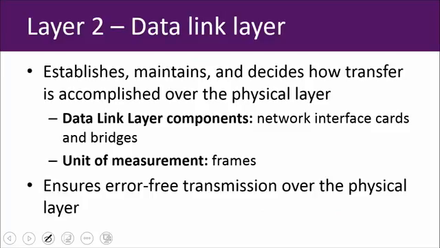All right. So now going back to talking about bits, as bits move up the stack from layer 1 to layer 2, they're going to become frames. The data link layer is going to establish, maintain, and decide how transfer is accomplished over a physical layer. So it's going to prepare your data for transmission on that physical layer. Data link layer components are your network interface cards, bridges, which are technology that we'll talk about a little bit later as well. And the unit of measurement here is frames.